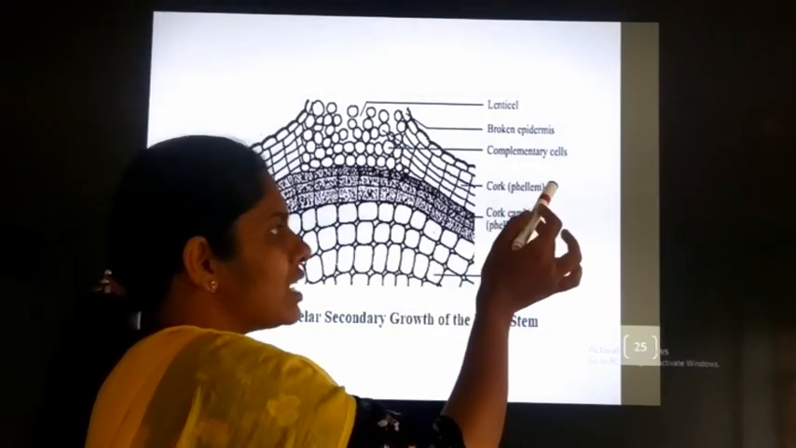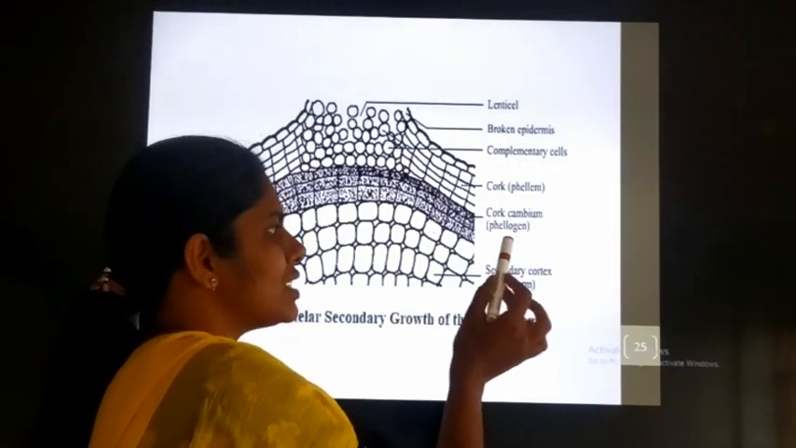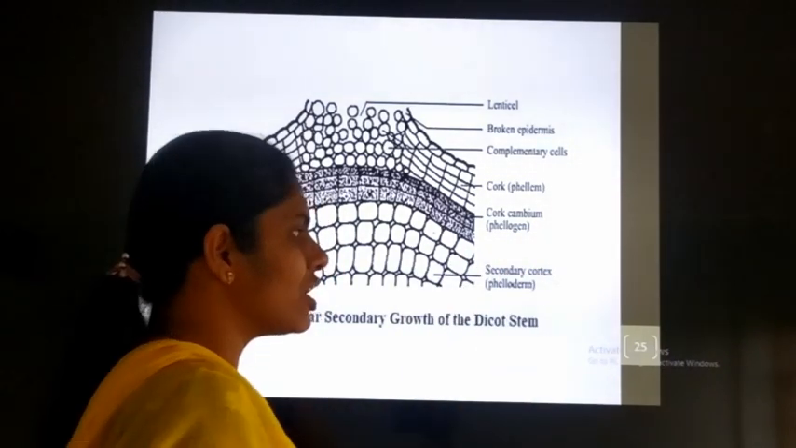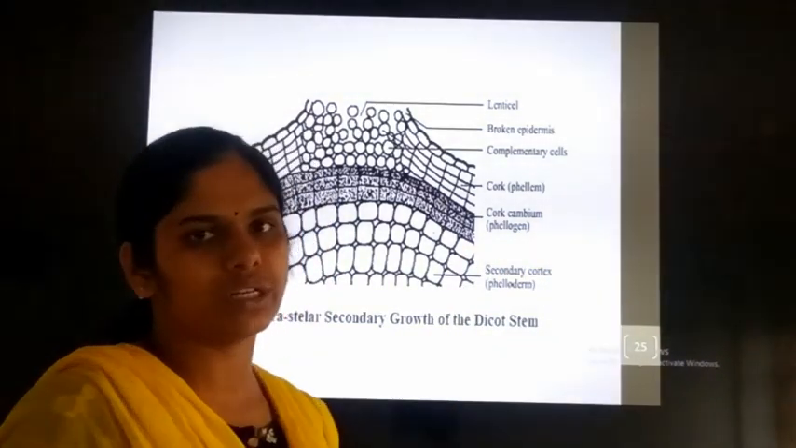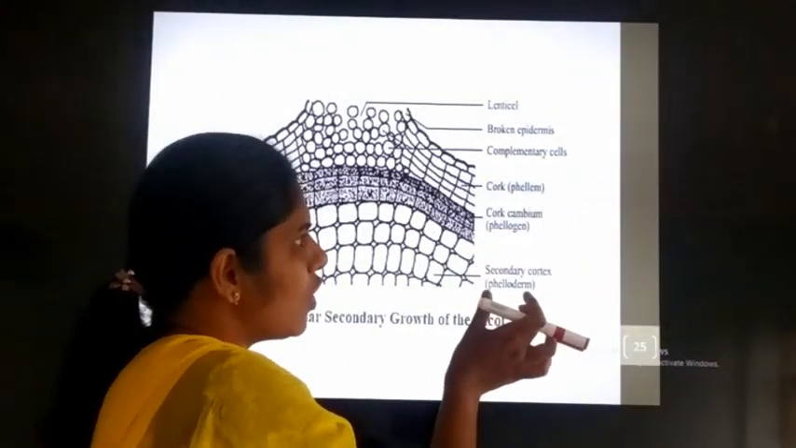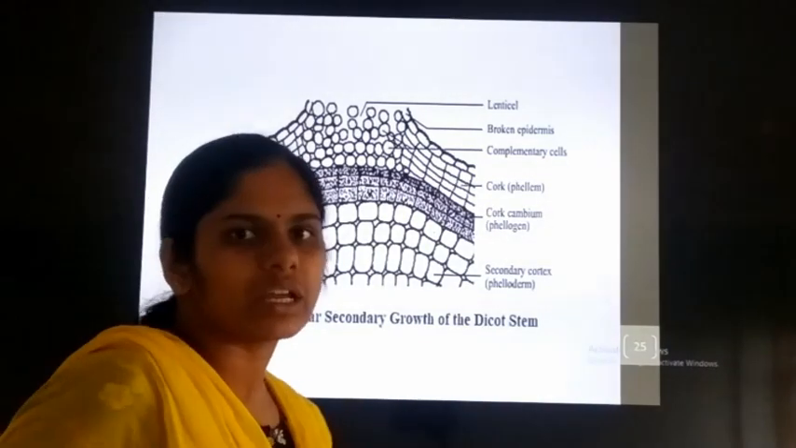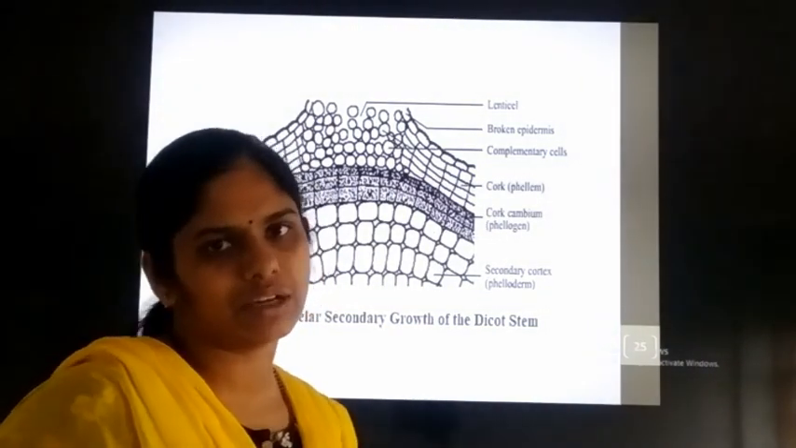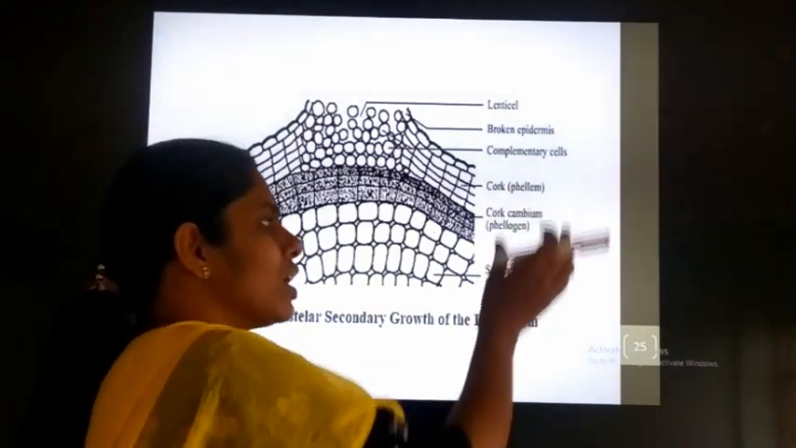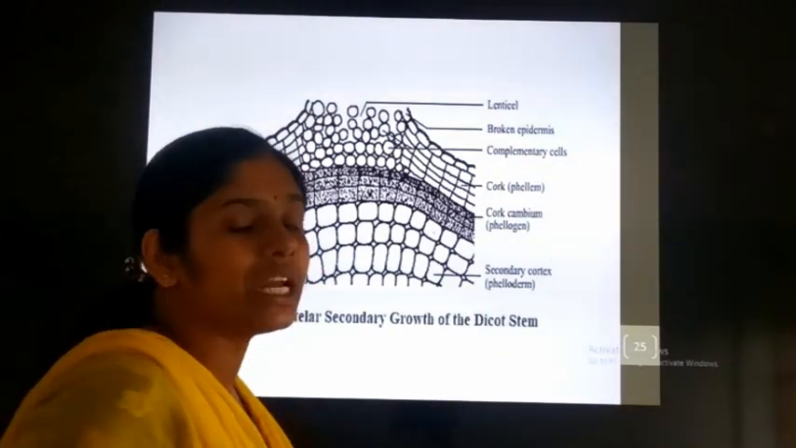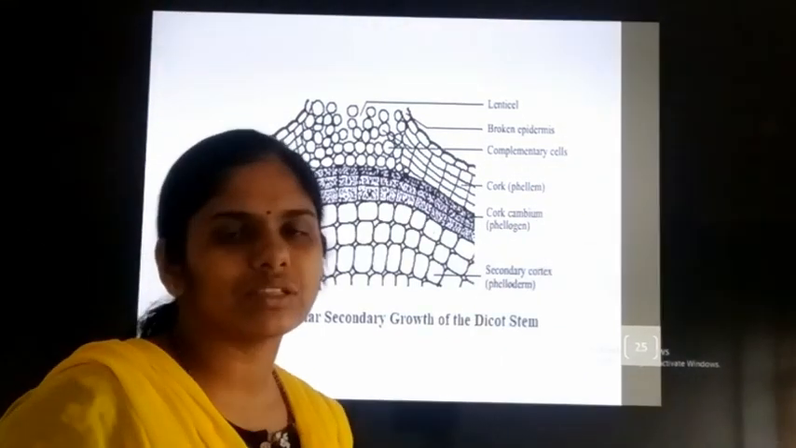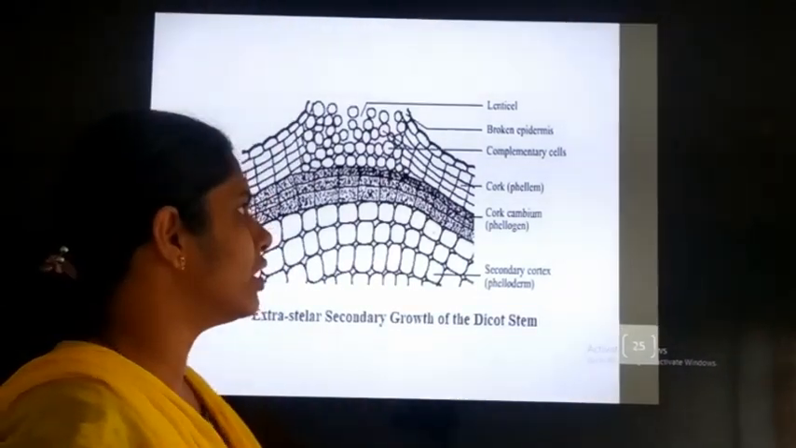Cork is otherwise called phellem. Cork cambium is otherwise called phellogen. Secondary cortex is otherwise called phelloderm. Phellem, phellogen and phelloderm together are called periderm. The cork cambium and the secondary cortex together we call periderm.